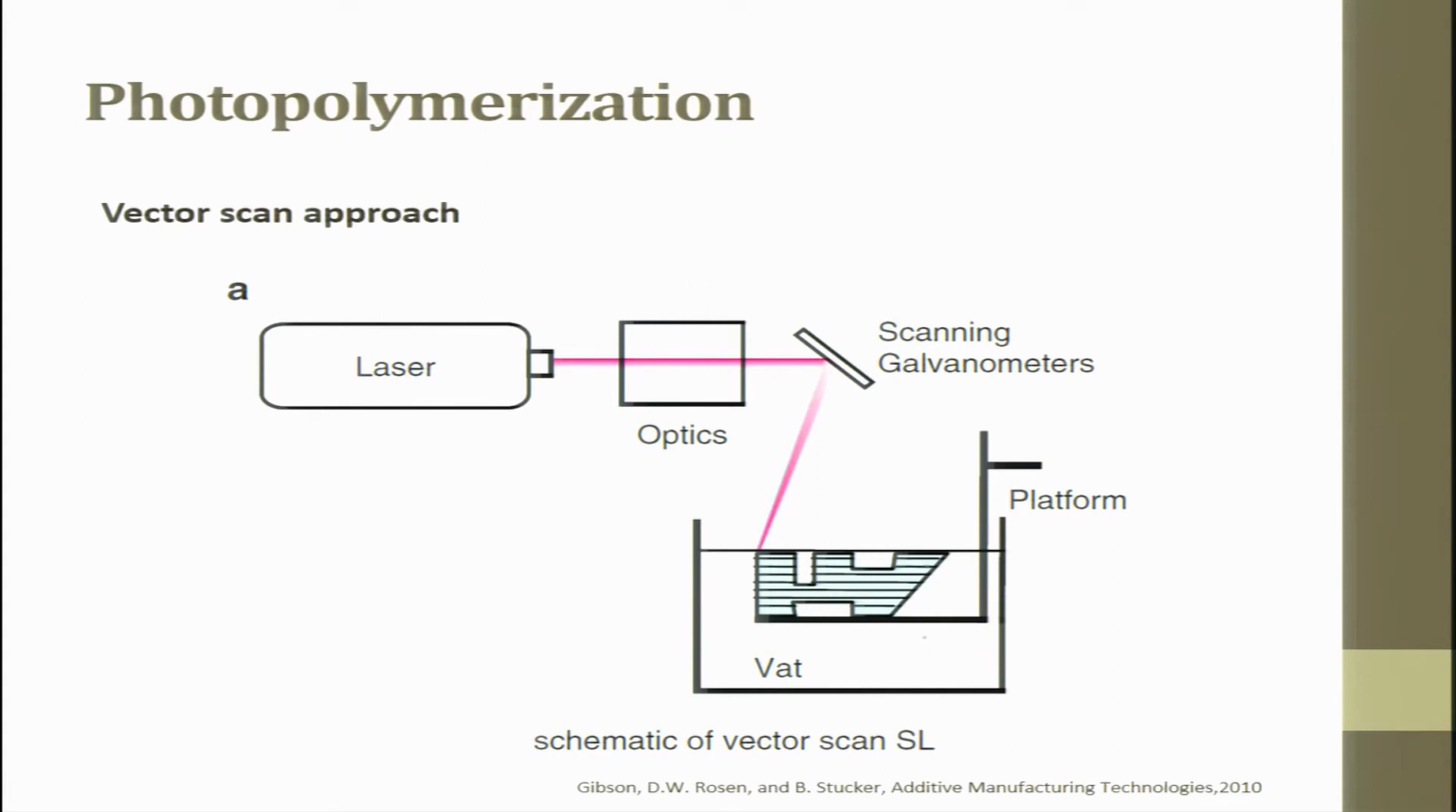So, this is a typical setup of a stereolithography schematic diagram. You have a laser. This laser is predominantly a UV laser, so that it can cure the liquid polymer, and it passes through optics. This optics is for beam adjustment in terms of shape and focus diameter. So, this optics plays a very important role.